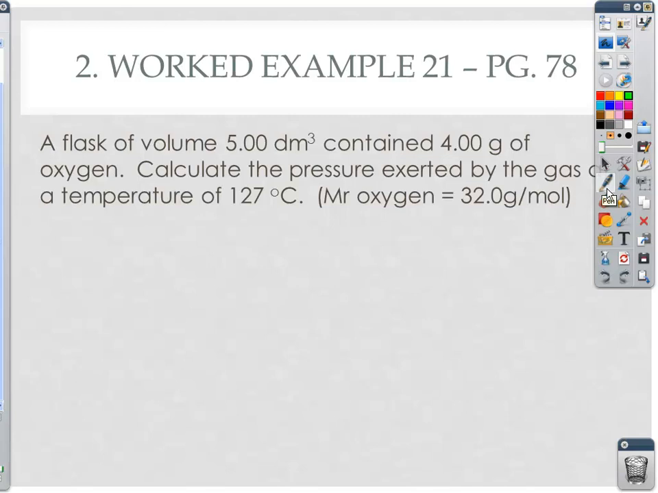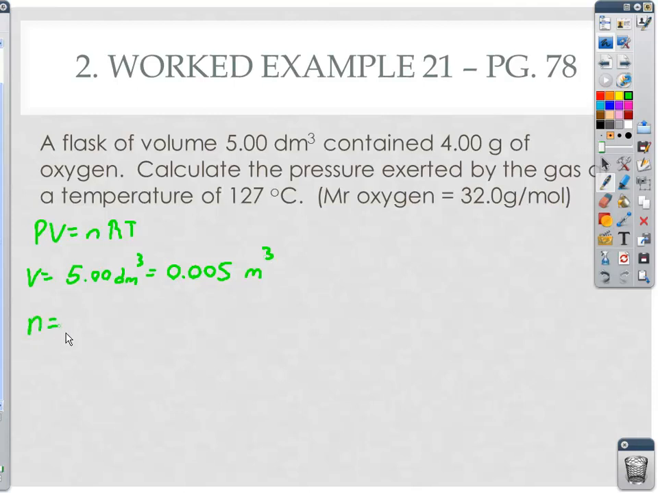All right. Example 2. A flask of volume 5 decimeters cubed contains 4 grams of oxygen at a temperature of 127. Calculate the pressure exerted by the gas. The molar mass of oxygen is 32 grams. So again, PV equals nRT. We have volume to be 5 decimeters cubed, which is 0.005 meters cubed.